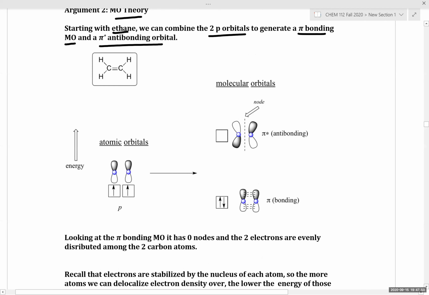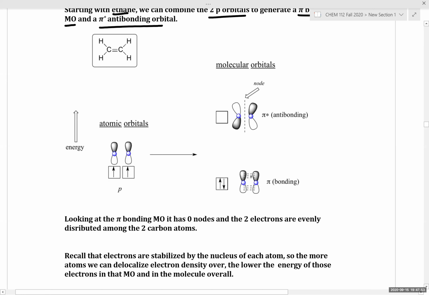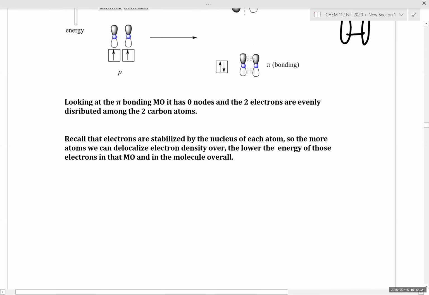Now, if we look really closely at our pi bonding molecular orbital, we notice that we're essentially taking two electrons and distributing them over two carbon atoms, right? We've spread our electron density in our pi bond across both of our carbon atoms. Now, electrons are stabilized by the nucleus of each atom. So the more atoms we can delocalize electron density over, the lower the energy of those electrons in that molecular orbital and in the molecule overall.